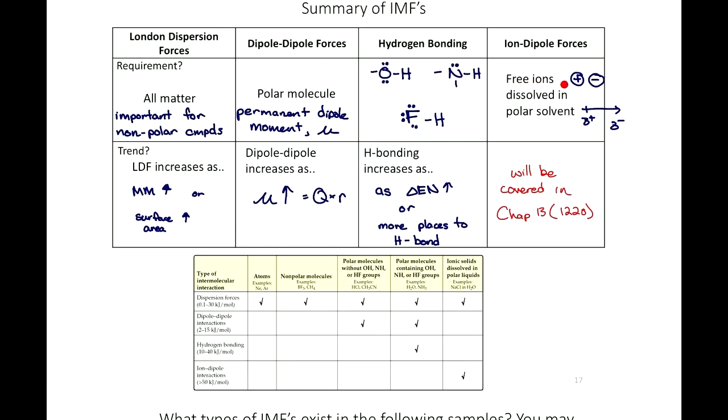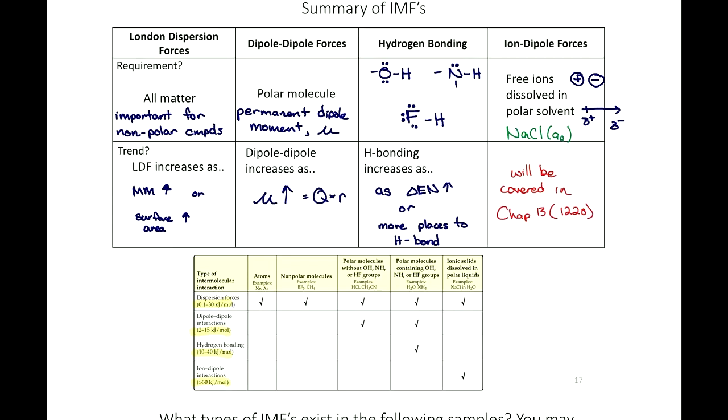You're looking for free ions dissolved in a polar solvent, so something like NaCl aqueous would participate in ion-dipole. And then here are some examples. I like this chart because it talks about the actual strengths of the different attractions, and you can see their relative strength difference, how much attraction is actually there.